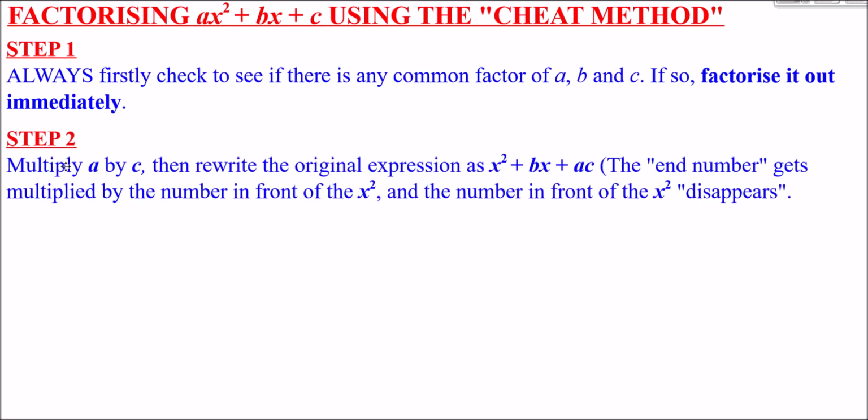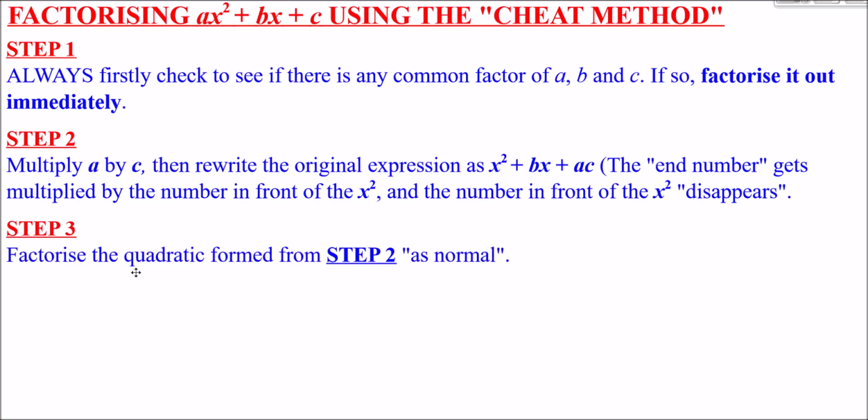After that, step 2, multiply a by c. Then we're going to rewrite the original expression as just a single x squared plus bx plus those two numbers multiplied together. So c gets multiplied by the number in front of the x squared, and then the number in front of the x squared is going to disappear for now. For step 3, we then factorise it as normal. By that, you need to find two numbers that multiply to the a times c number, and when you add up, give you the number of x's.